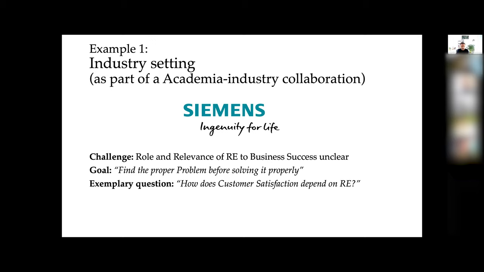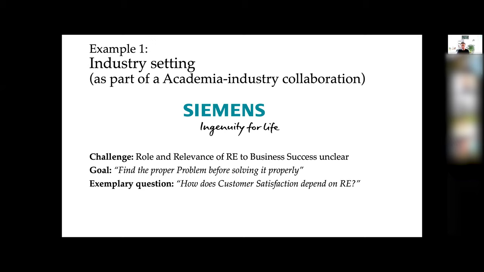So they were not really interested that much in solving a particular problem, but in seeing if there is a problem. And I'm bringing this very example because it's a more exploratory study that has been carried out in industry, something that you might maybe not expect from the beginning. So the goal was to find a proper problem in order to solve it properly, if at all. Now, in the context of this collaboration, we had many different projects and many different research questions. Among them, there was one research question: how does customer satisfaction depend on requirements engineering?